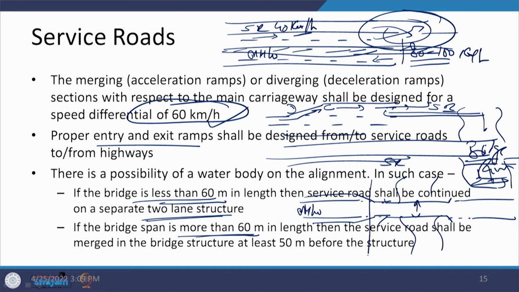This distance from the start of the bridge, by which we have got the merging already done and we have the section of the bridge, should be at least 50 meters before the structure. And obviously, when you are doing this, you are going to do it at a rate of 1 in 15, as we have talked about previously. So, this is how we are going to provide the service roads and look at different things.